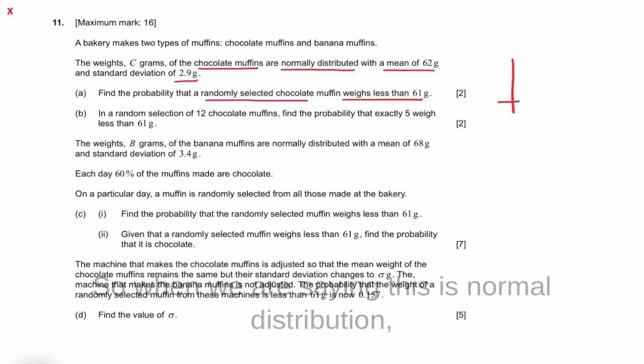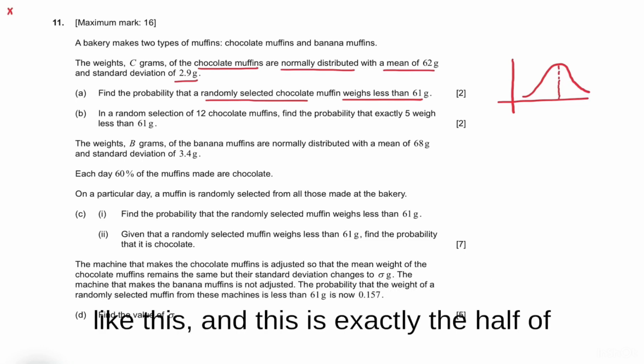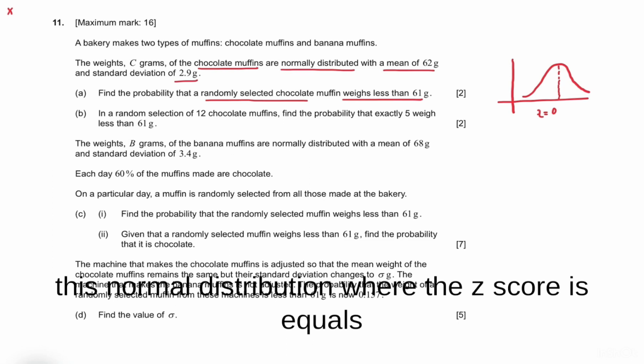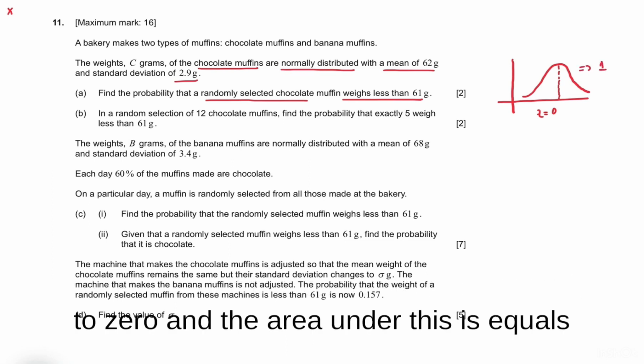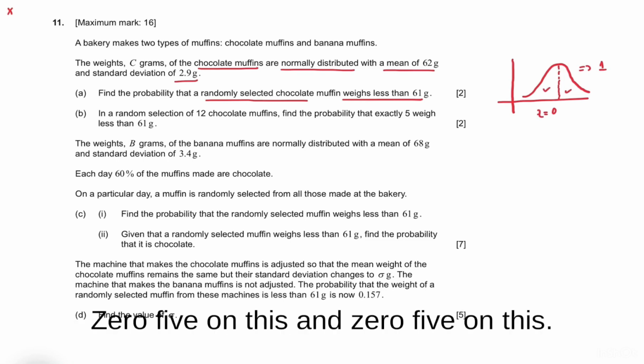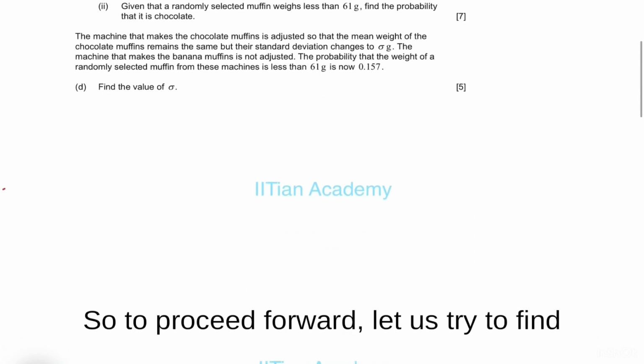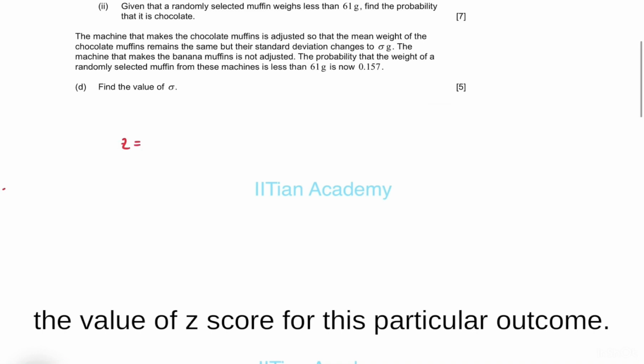61 gram. So when we are saying this is a normal distribution, you must remember that normal distributions look something like this. And this is exactly the half of this normal distribution where the z-score is equal to 0 and the area under this is equal to 1 with equal distribution on both sides, 0.5 on this and 0.5 on this. So to proceed forward, let us try to find the value of z-score for this particular outcome.